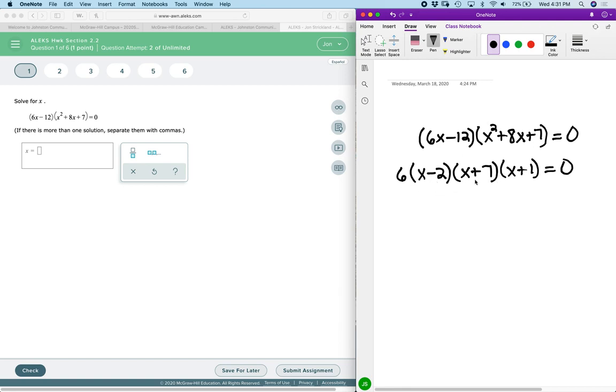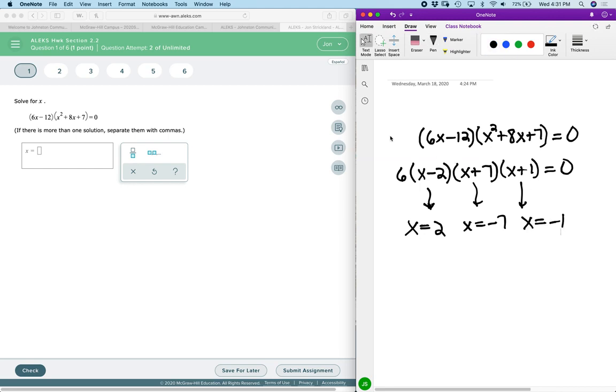So upon utilizing the zero product property, if I set the x factors each equal to 0: if x minus 2 is equal to 0, I have x is equal to 2. If x plus 7 is 0, I have that x is equal to negative 7. And as for x plus 1 is equal to 0, I have x is equal to negative 1.